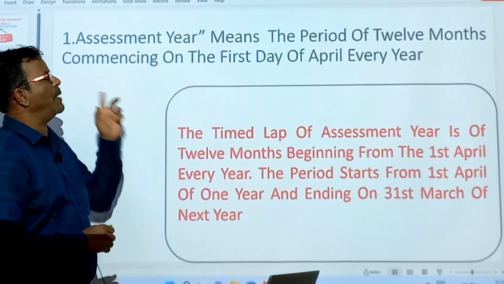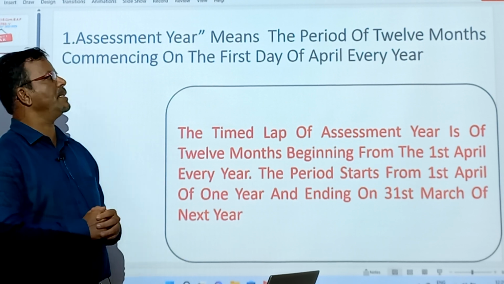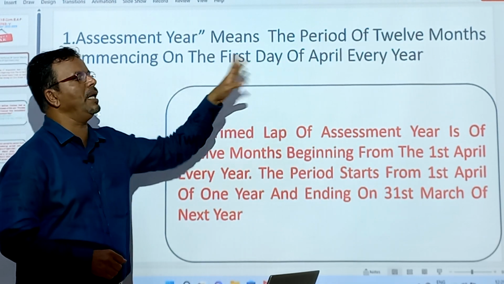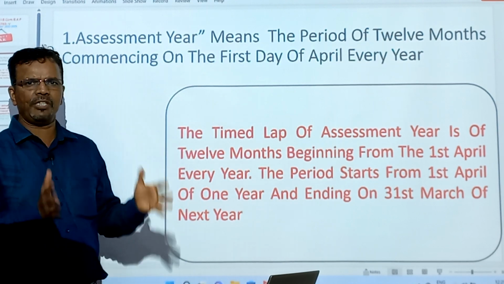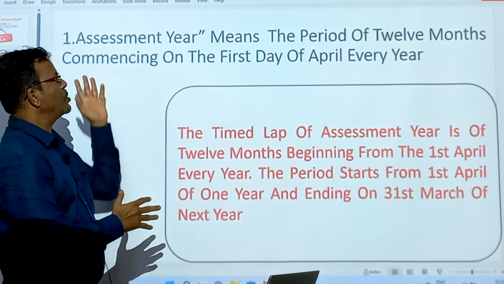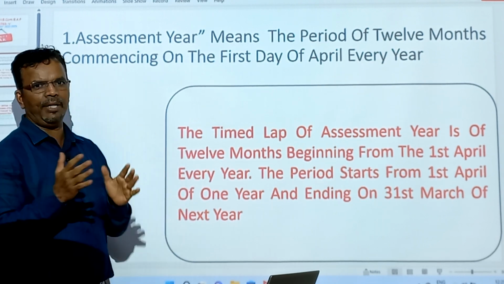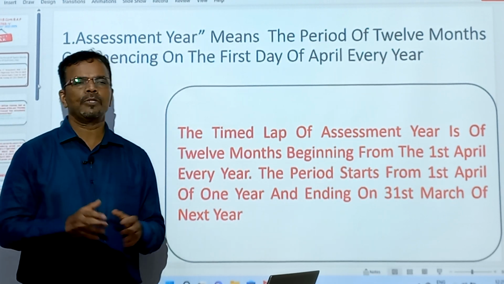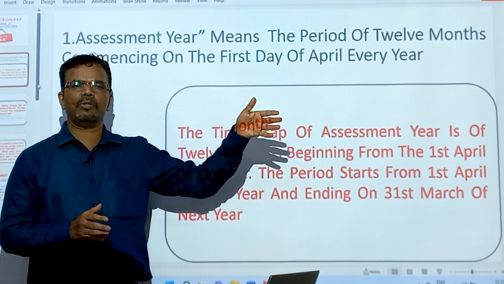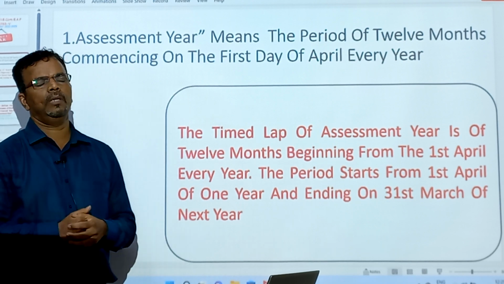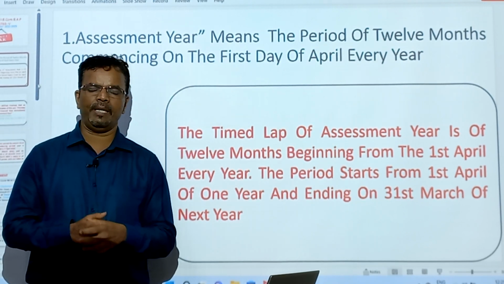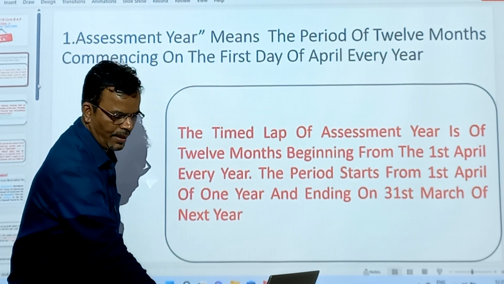First is called assessment year. Assessment year is nothing but a period of 12 months commencing on the first day of April every year. So each year starts from April and ends on 31st March, and that is called the current year or assessment year. The assessment year going on at this time is April 2022 to 31st March 2023. This is our assessment year. This is our current year.